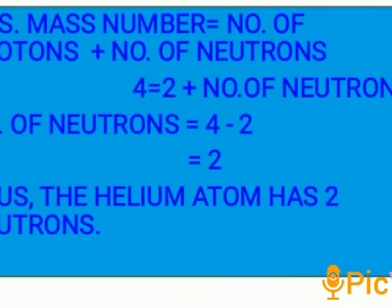Students, just see in the formula, mass number is equal to number of protons plus number of neutrons. Here, what is the given quantity? The mass number is given, that is 4, number of protons, that is 2, and we have to find the number of neutrons. So, number of neutrons is equal to 4 minus 2 and the answer is 2. So, the helium atom has 2 neutrons.